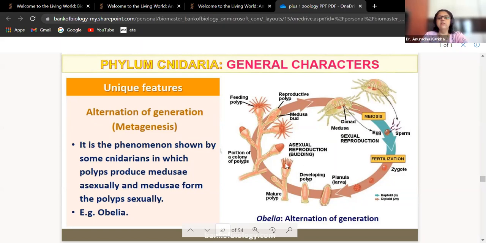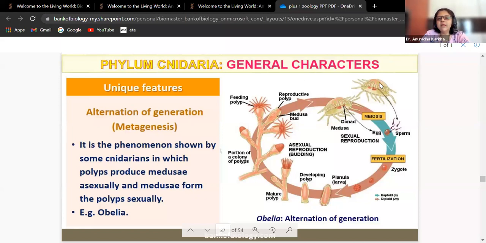Alternation of generation. See, this is your polyp form. Polyp will bud off. Right? This polyp will throw the bud outside. Its bud will germinate to form this medusa. Medusas are male and female different. So male medusas will make spermatozoa. Females will make eggs. So the sperms and the eggs will be liberated into the water bodies. They will undergo fertilization to give rise to zygote. Zygote will undergo mitosis to develop into planula larvae, which will then further mature to form the polyp.